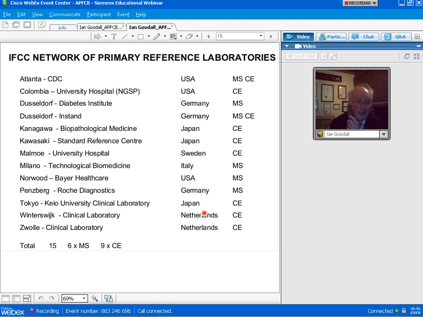And then there's the world's manufacturers. So all the major manufacturers in the world take part in this. So there's 8 in Europe, and you can see the names here, 2 in Japan, and 7 in the United States. And this is in 2005. In 2011, remember the IFCC working group was actually closed down in 2010. We had the last meeting in Cape Town in February 2010.